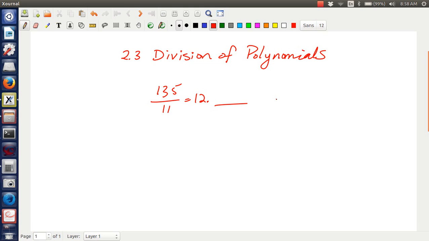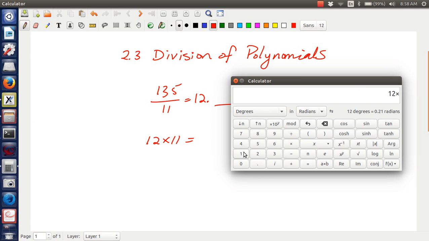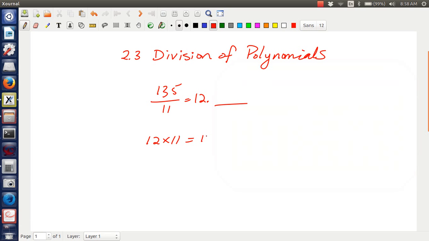That means we have 12 times 11, which is going to give us 132, but 135 is going to have 3 more than that. So another way of expressing this is 12 remainder 3, or you could say 12 and 3 over 11. Those are all equivalent ways of expressing what's going on. You can do this by long division or use your calculator, whatever you like.